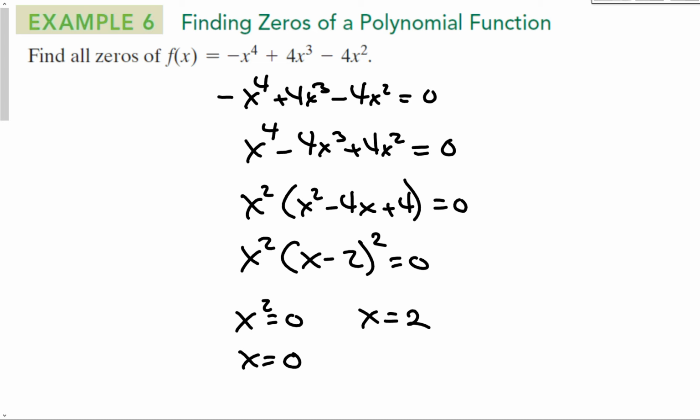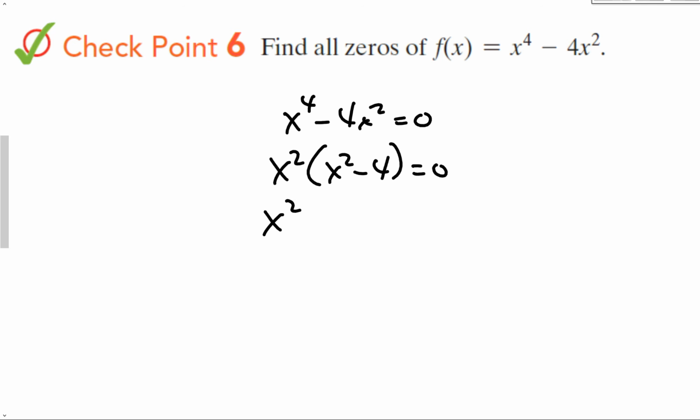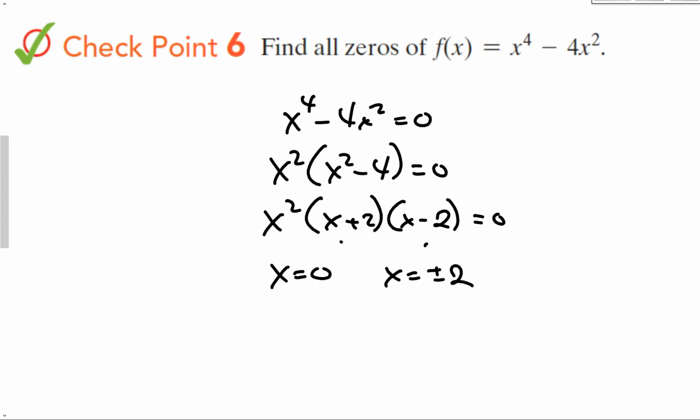Our checkpoint question: find all the zeros of x to the 4th minus 4x squared. Again, set it equal to 0. Factor out an x squared and set each piece. Well, let's factor this one more time for fun: x plus 2, x minus 2. It is always good to factor it as far as you can, and that will give you a good representation of what is happening in the function, especially when we go to graph it. Okay, so now x is equal to 0 there, x is equal to plus or minus 2 for these 2 terms.